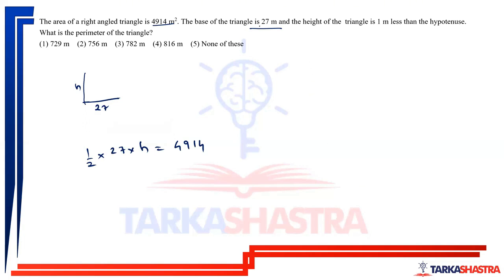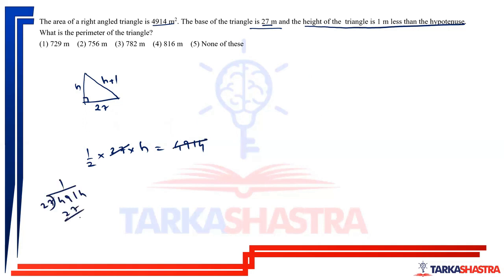Okay, the base of the triangle is 27 and height of the triangle is 1 less than the hypotenuse. So this hypotenuse will be h plus 1, right? What is the perimeter of the triangle? Basic question. So this is 27. Just divide 4914 by 27.